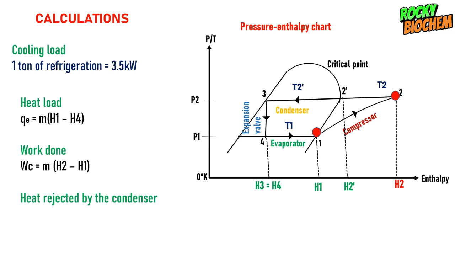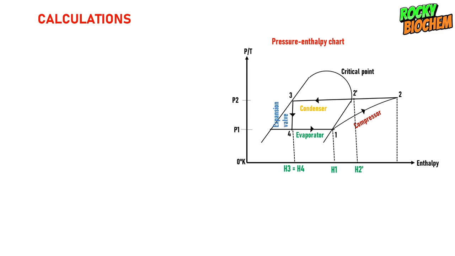And if you are asked to calculate the heat rejected by the condenser, you can determine that by looking at the point where the condenser is located. You can see that we are moving from point 2 here all the way to point 3. So we can determine the heat rejected by the condenser by multiplying M by H2 minus what? H3. Sometimes too, you'll be asked to calculate the mass flow rate of the refrigerant, and that can be determined using the formula M is equal to Q over H1 minus H4.